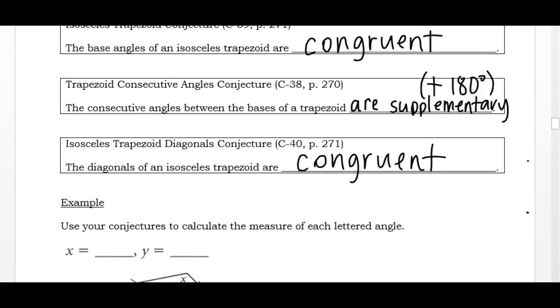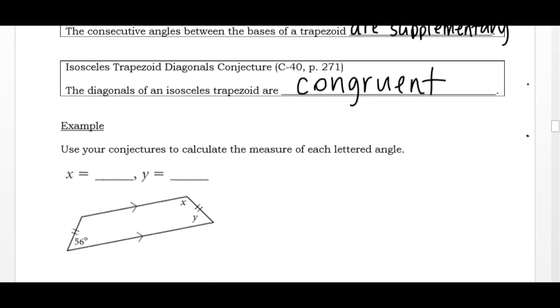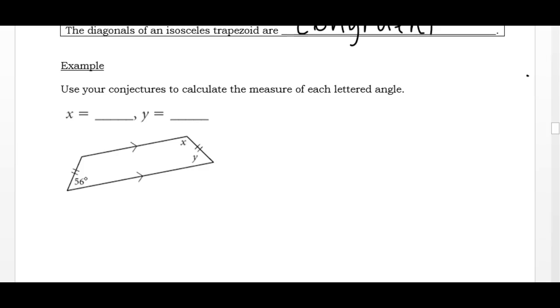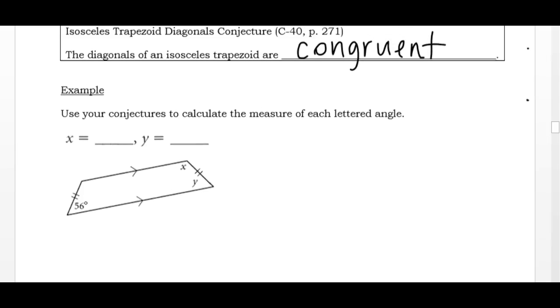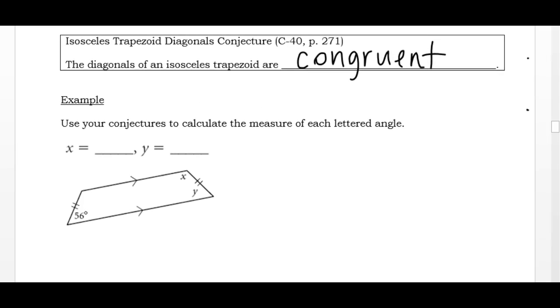I have one example doing a trapezoid, finding some measurements. So my picture here, I'm trying to find X and I'm trying to find Y. I have an isosceles trapezoid. I know that the base angles of an isosceles trapezoid are congruent, so I know right off the bat that Y should be 56 degrees.